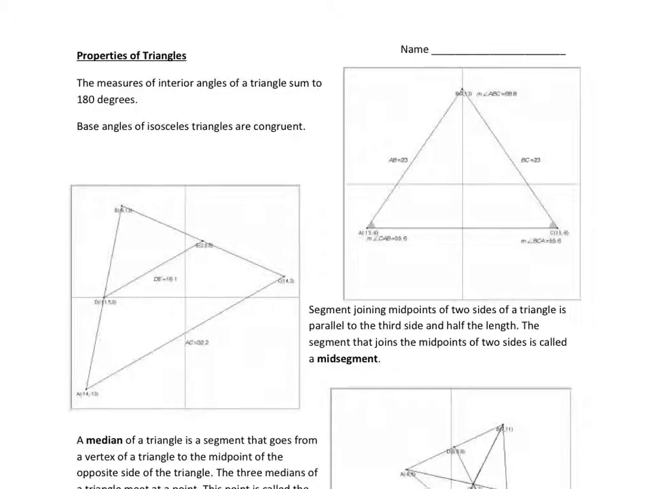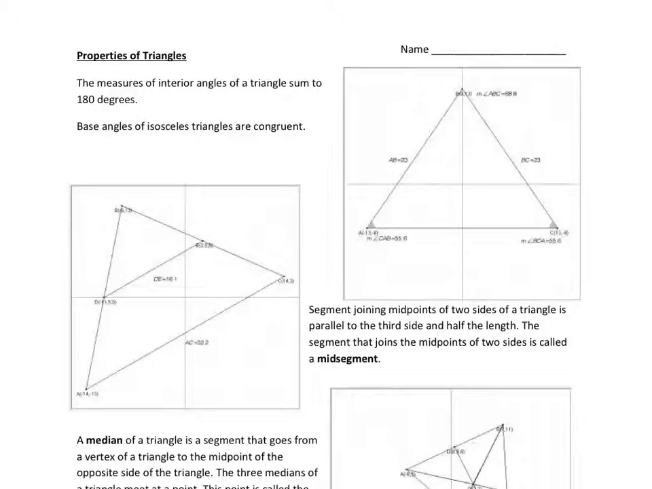Properties of triangles. The measures of the interior angles of a triangle sum to 180 degrees, which means that if you add all three angles, you get 180 degrees. And if the triangle is isosceles, as this one is, then your base angles are congruent. So you have the vertex angle and then the base angles.